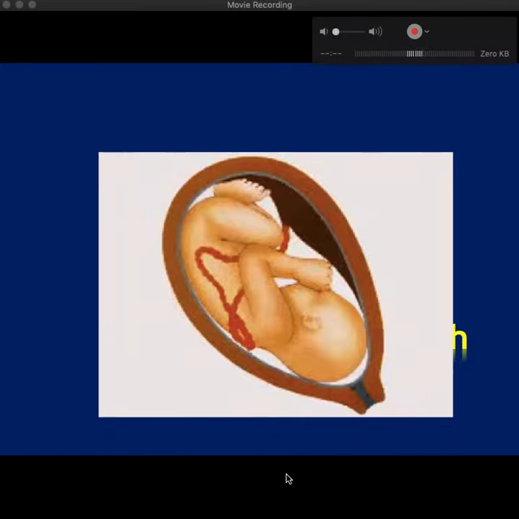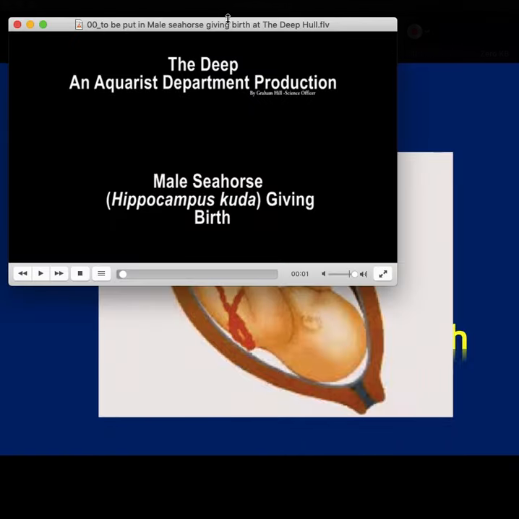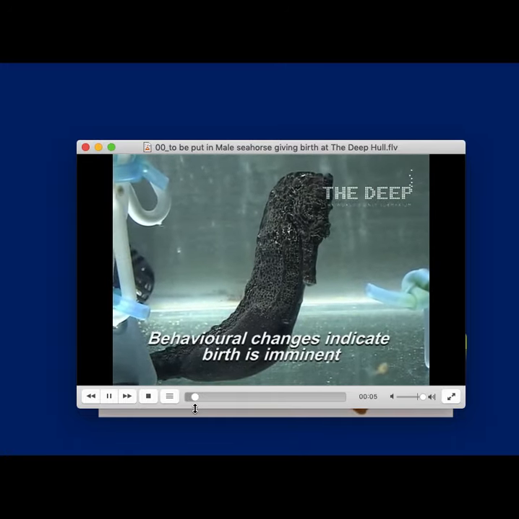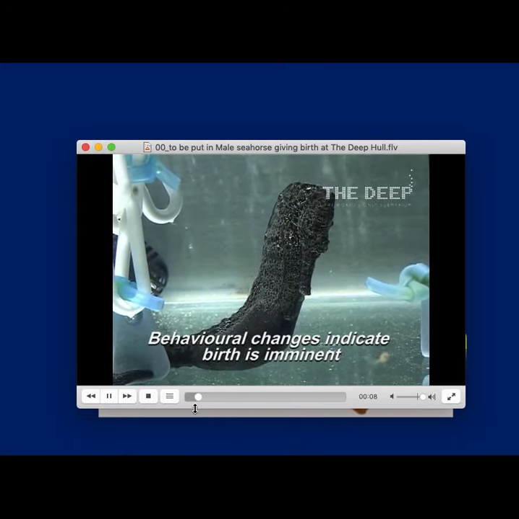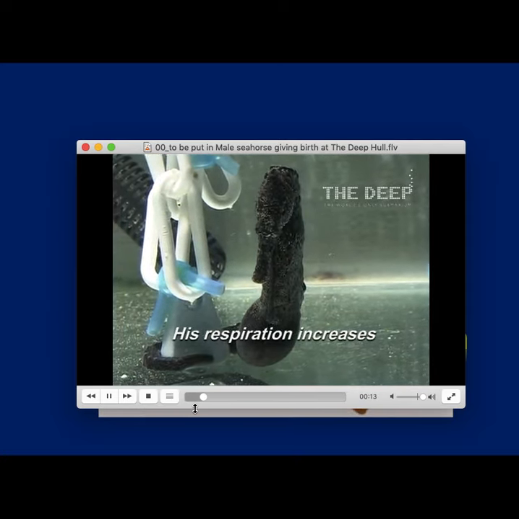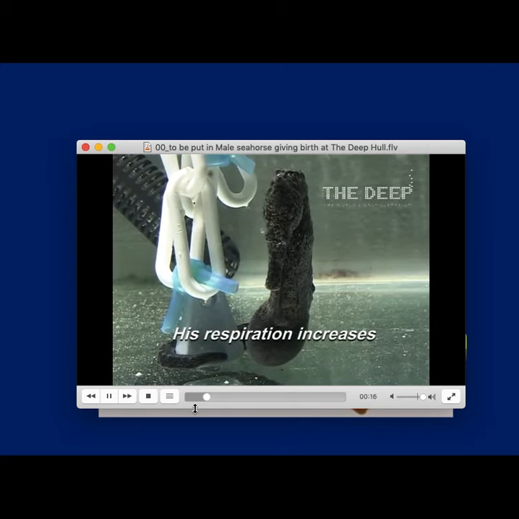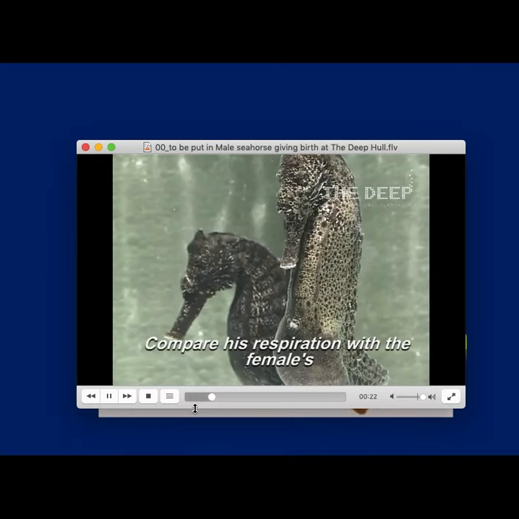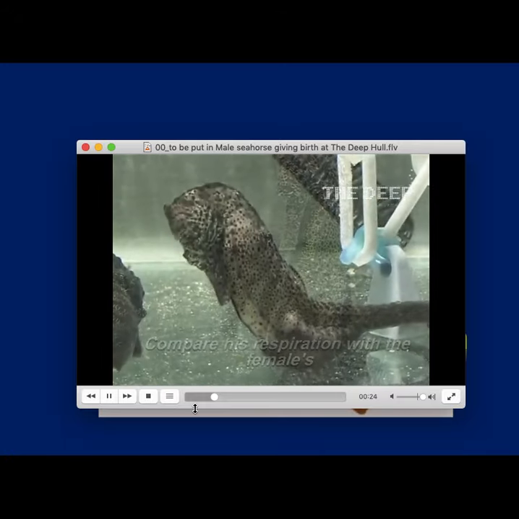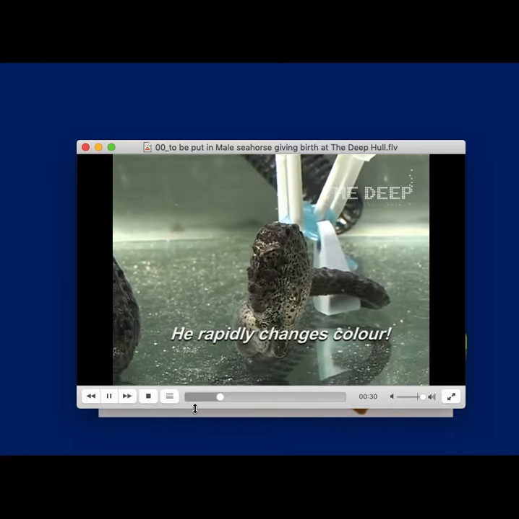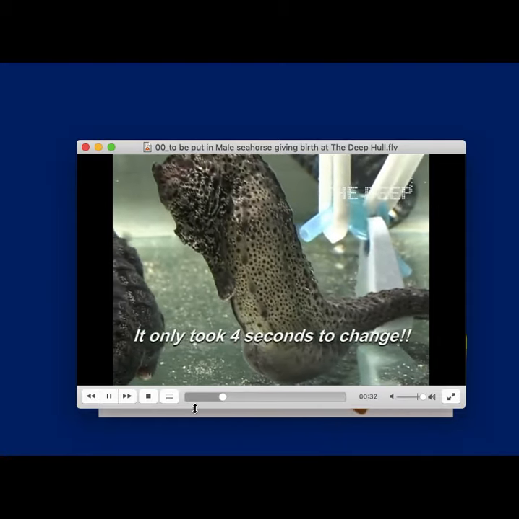So we're going to talk a little bit about childbirth now. I am going to show you this little video. This is recorded in an aquarium in England, and it is the male seahorse that actually gives birth to the babies. Just as in female labour, the breathing happens faster and contractions will start. For the male seahorses, they change colour, so that's how they know that they're about to give birth if you're looking from the outside.